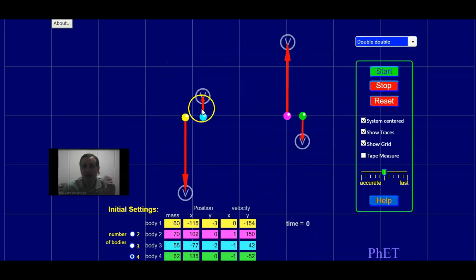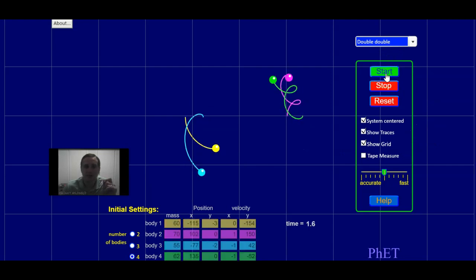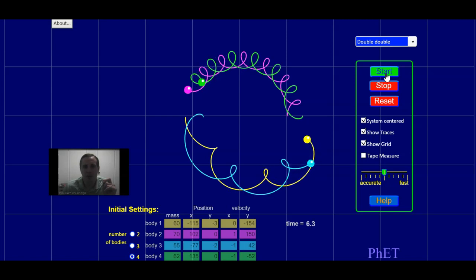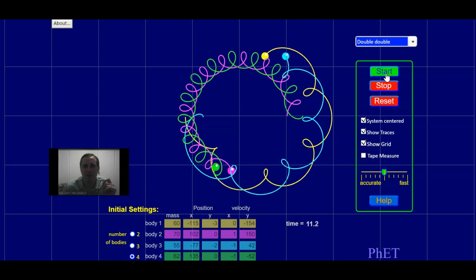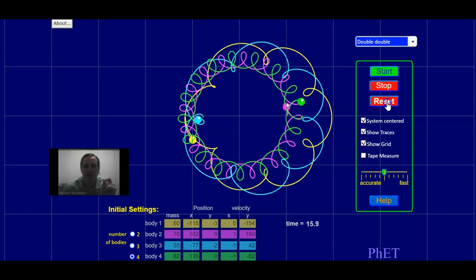And then lastly, this one's mostly just fun. It's called a double-double. So it turns out that the geometry of orbits and gravitational interactions is something of beauty if you actually do really sketch this all out.